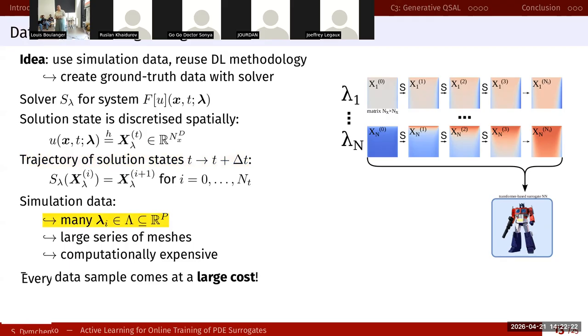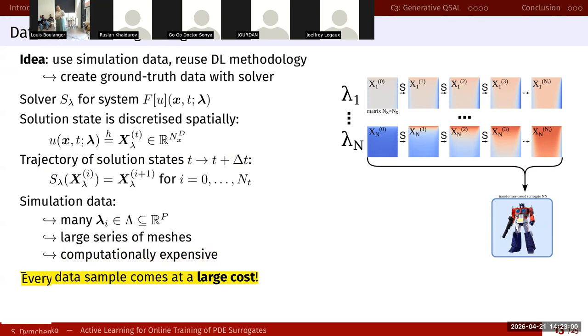So for our simulation data to train an accurate surrogate, we need to sample a lot of these lambda parameters so that it represents well our training data for the surrogate. And then each of these samples for data are a large series of meshes. And as well, we need to wait for the solver to produce these samples, which takes large compute cost, as we already established in the start. So every data sample comes at a large cost.